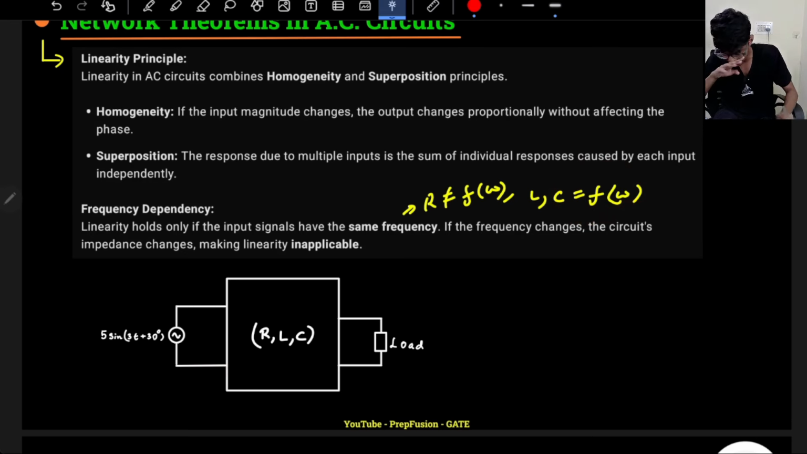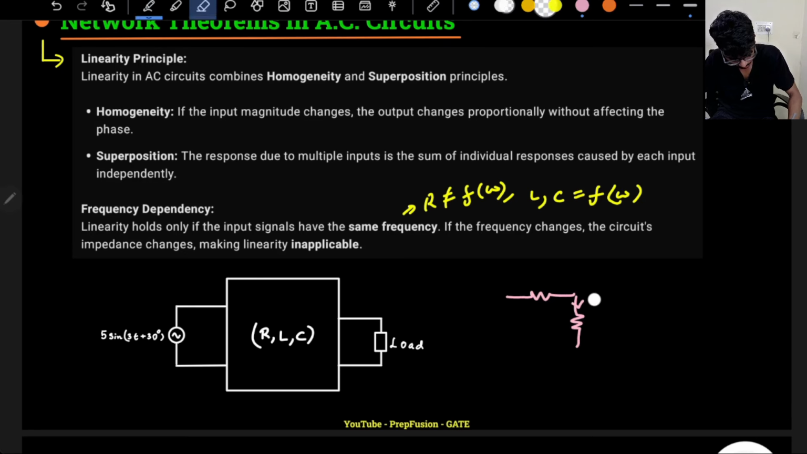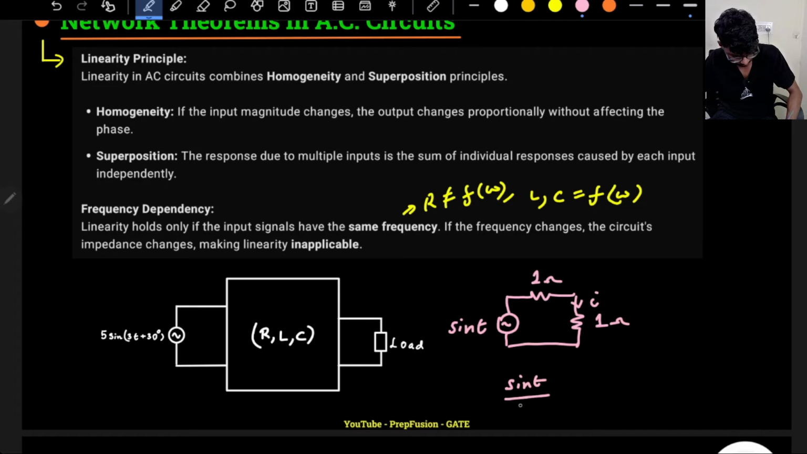So what do I mean by this? Let's take a very simple example. So if I have a circuit somewhat like this, this will be resistor and resistor, and this is the output, this is the current that I am measuring, I, and this is the input voltage. R is let's say 1 ohm, and 1 ohm is there, and input is sin t. So what will be the current? Basically current will be sin t by 2.